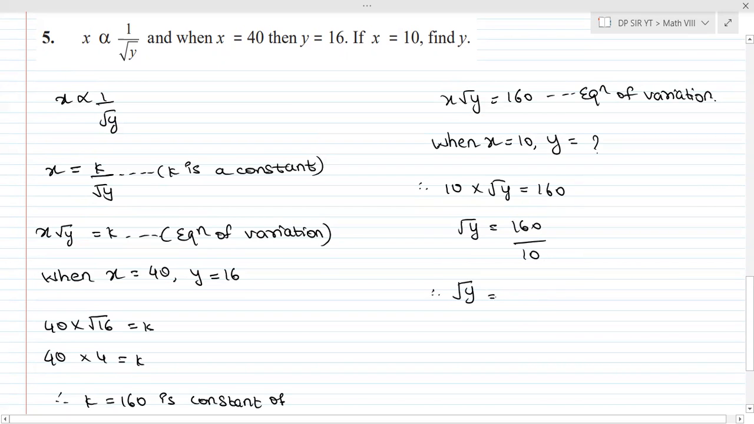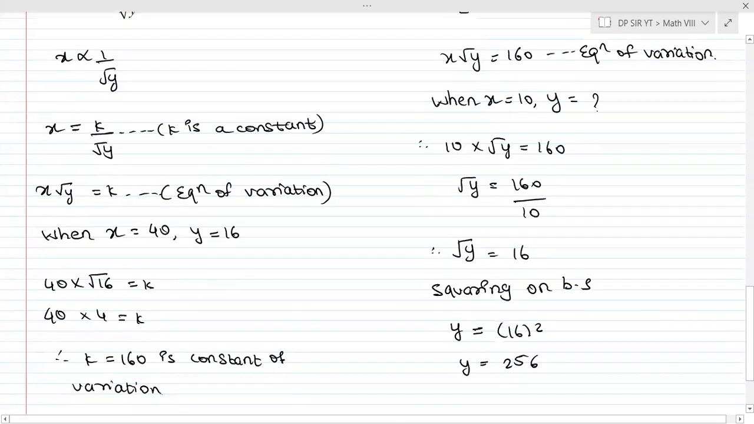Anyway, so root y is equal to 16. Now I suggest squaring on both sides to remove that root. Squaring on both sides. Why am I doing so? Since I'm interested to find the value of y and not root y, isn't it? So squaring on both sides, y is equal to 16 square. Therefore, y is equal to 256. And I hope it's very clear to you.